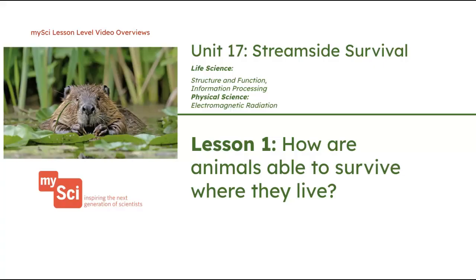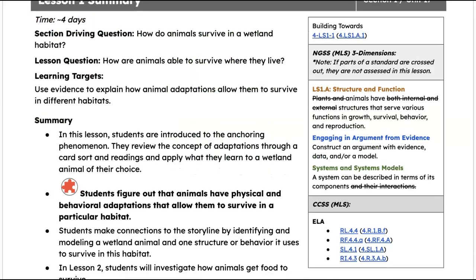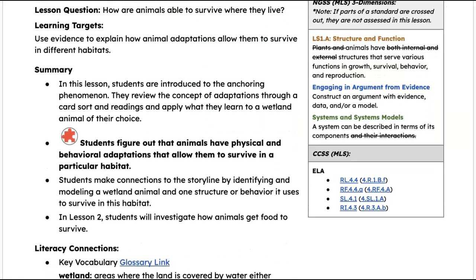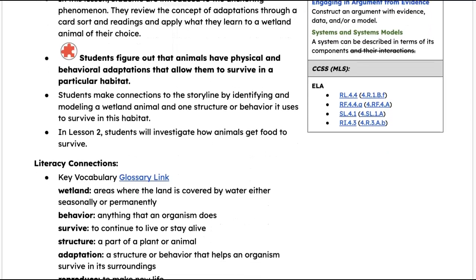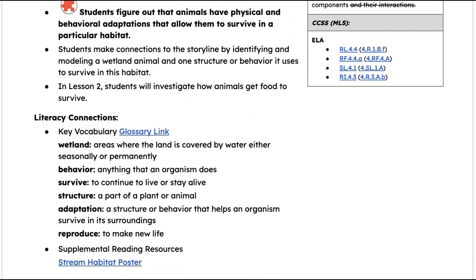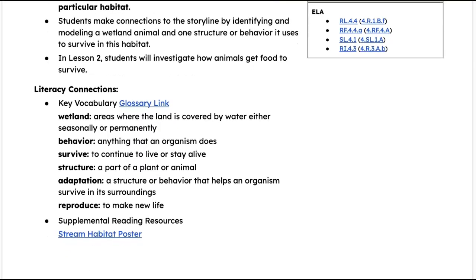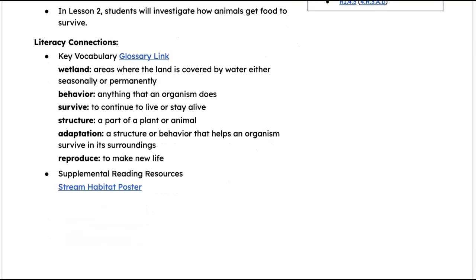Students figure out that animals have physical and behavioral adaptations that allow them to survive in a particular habitat. Students make connections to the storyline by identifying and modeling a wetland animal and one structure or behavior it uses to survive in this habitat. There are several opportunities for ELA cross-curricular connections throughout the lesson. You can look for specific standard connections in the Unit 17 Teacher Guide. This lesson will take approximately 4 days to complete.